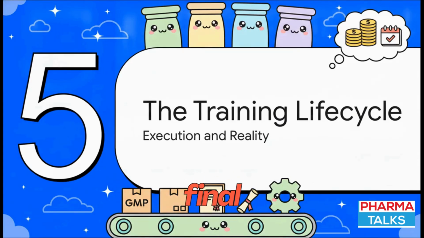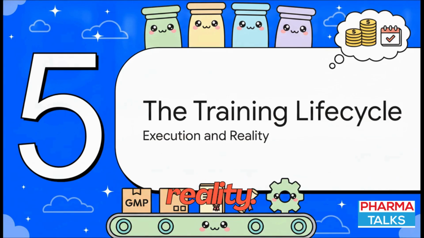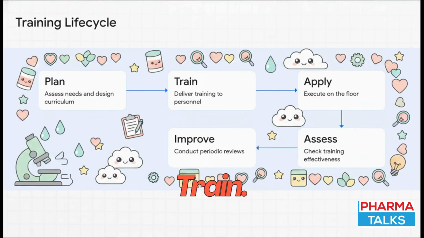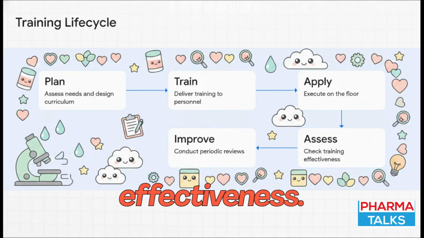And that brings us to our final part, Section 5, the training life cycle, execution and reality. So training follows this continuous, never-ending loop. Plan, train, apply, assess, and improve. This proves that real training isn't just handing an employee a 50-page document to skim and having them sign a sheet. No, it's a cyclical system. You have to assess the needs, actually deliver the training, have the employees apply it in the real world, assess their competency, and then constantly improve your curriculum. Honestly, it's the only way to check for true, lasting effectiveness.